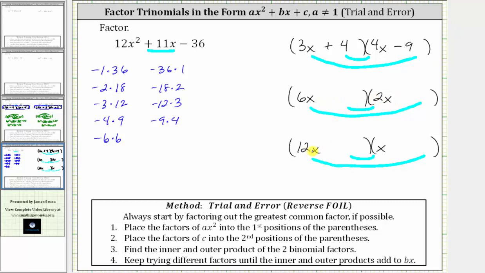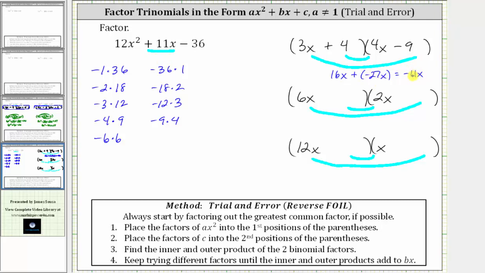Let's go to the 12x and x. Again, we can't put the minus 9 here because we'd have a common factor of 3. We also can't put the plus 4 here because we'd have a common factor of 4. So we can go ahead and skip these factors and just check the sum of the inner and outer product for this set of parentheses. We'll notice how the inner product is 4 times 4x, which gives us 16x, and then we have plus 3x times negative 9, which is negative 27x. 16x plus negative 27x is equal to negative 11x, but we want positive 11x, but this is an easy fix.